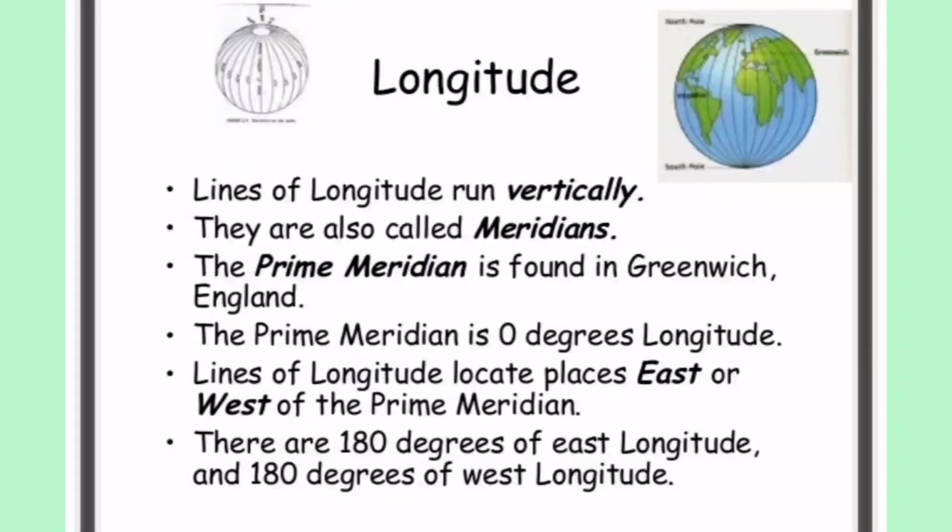Now, let's study about longitudes. Lines of longitude run vertically. They are called meridians. The prime meridian is found in Greenwich, England. The prime meridian is 0 degree longitude. Lines of longitude locate places east or west of the prime meridian. There are 180 degrees of east longitude and 180 degrees of west longitude.